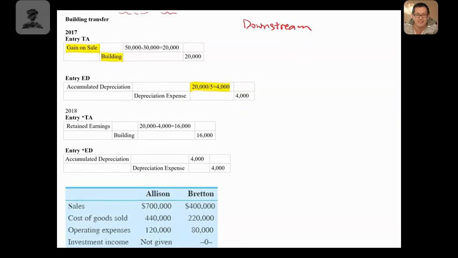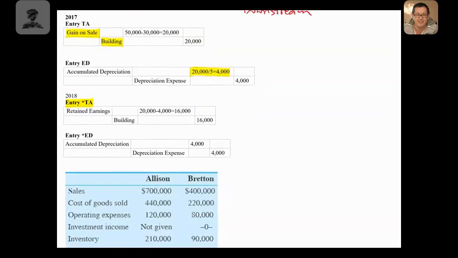All right, so 2017's consolidated entries are preparation for us to prepare 2018's. In 2018, we're going to prepare entry star TA, because this is the second year, so we use star. Star TA is similar to entry TA. We want to use this journal entry to bring the building to its true book value. And because it has been 1 year later, after 1 year of depreciation, the new credit amount will be 16,000. It equals 20,000, the overstated amount, minus 1 year of depreciation expense.